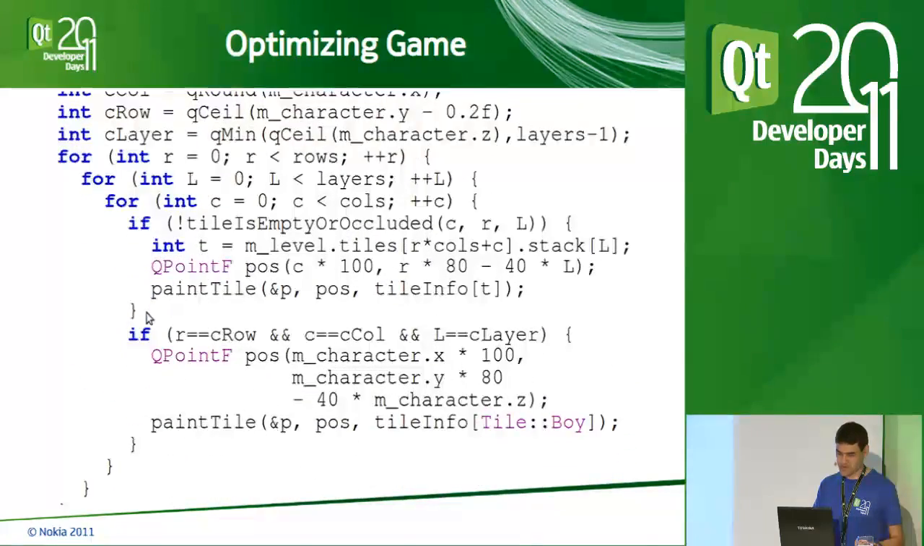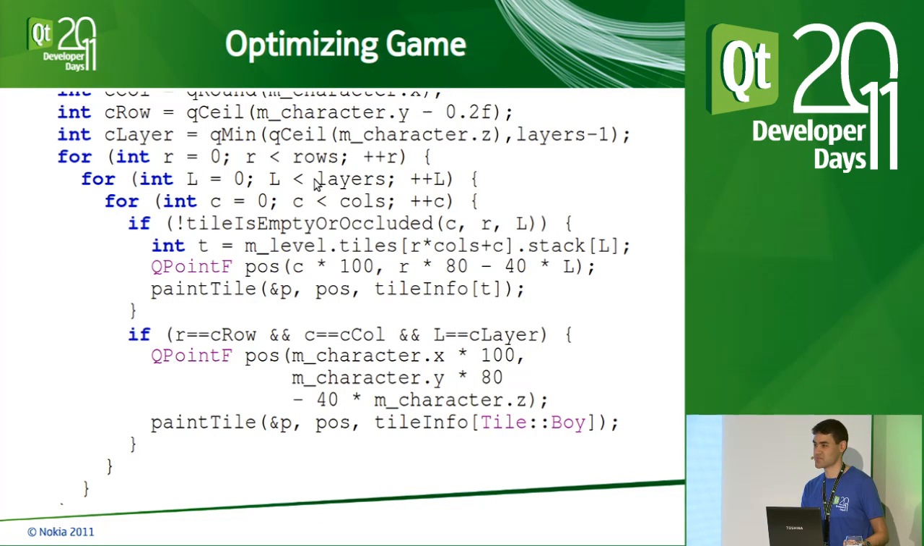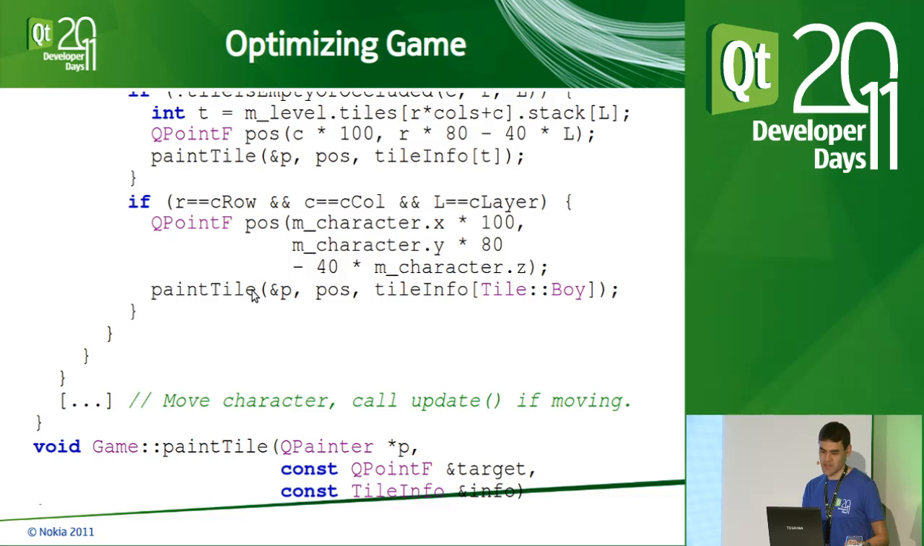Then I iterate over every row and layer and column in the level. And if the tile is not empty, or if it's not occluded, I paint the tile. I calculate the position on screen, and then I paint the tile. And if it has the same position as the player character, I render the player character here as well, by calling paint tile with the image of a boy.